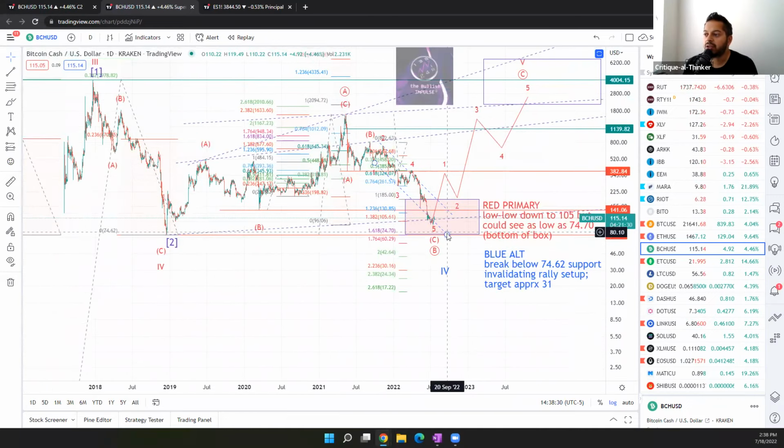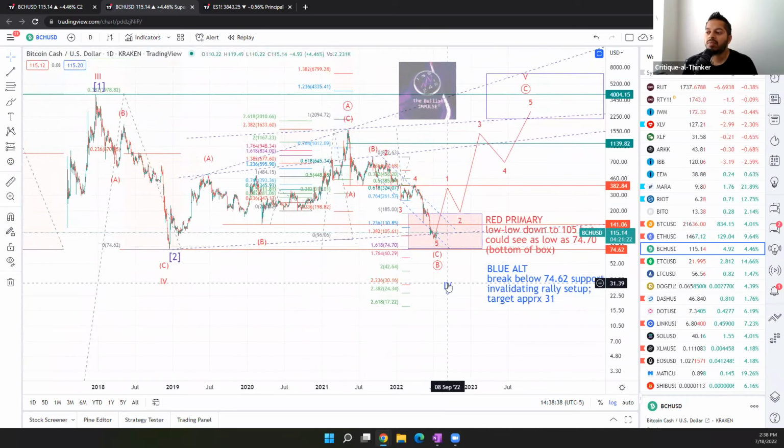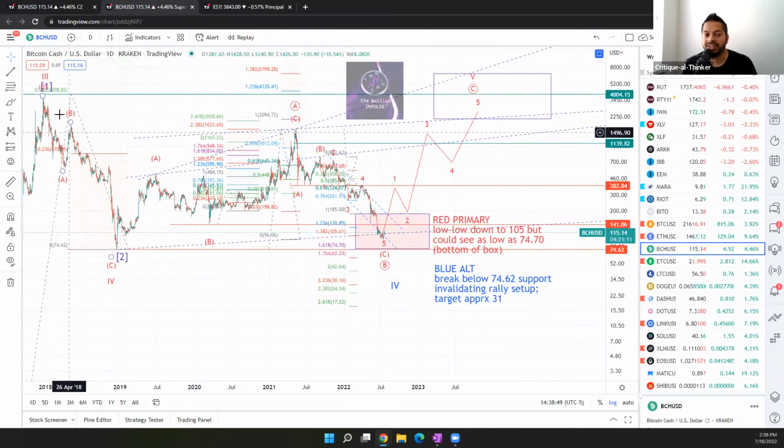Otherwise, if we do break below the support, again, that is the bottom we hit December of 2018, around 73.56, 74, 70, something like that, that would mean that we are still completing this fourth wave that started way back at the end of 2017. It's possible if we look at the one-to-one extension of this A wave to the C wave, that would take us to about $31 or so potentially.